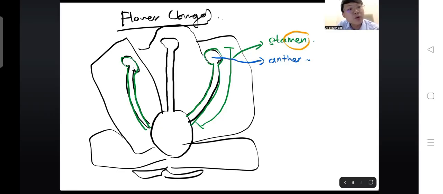So testis for the male produce sperm, isn't it? So what is the male sexual gamete for the flower? What is the male gamete for the flower? Anyone knows? Anther is the part that produces the gamete. This is not the gamete. What is the gamete? Seed. Seed is not. See, you're all confused already. Seed is later one. After fertilization, only you got seed. It's called pollen grain. 花粉 in Chinese, we call 花粉. Pollen grains. Heard of it before? In Bahasa Melayu, it's called debunga.